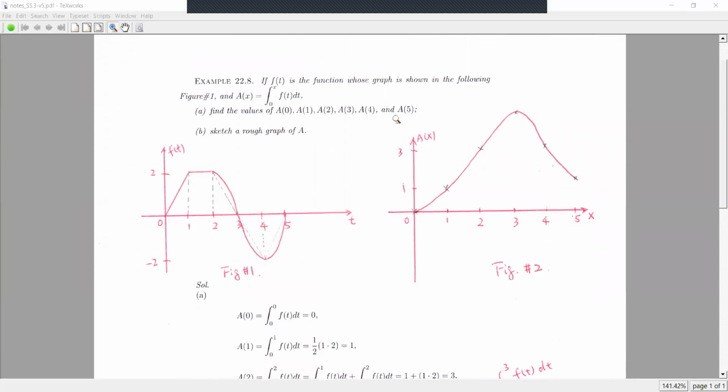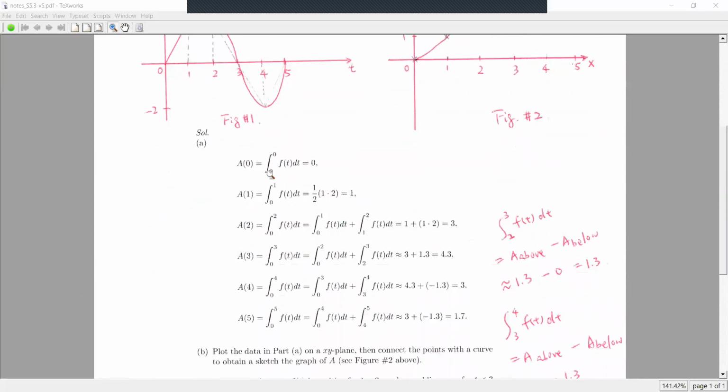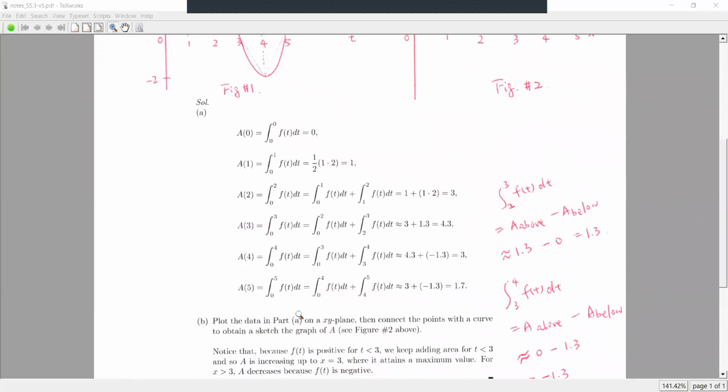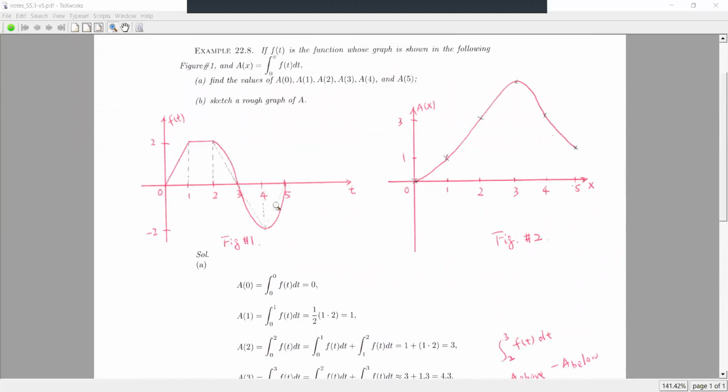Finally, A of 5. Plug in the number 5 for x. Then A of 5 is this integral. Split this integral into the integral from 0 to 4 plus the integral from 4 to 5. The integral from 0 to 4 is 3. Now guess the integral from 4 to 5. It is the net area of the region between 4 and 5. The region between 4 and 5 is this region.